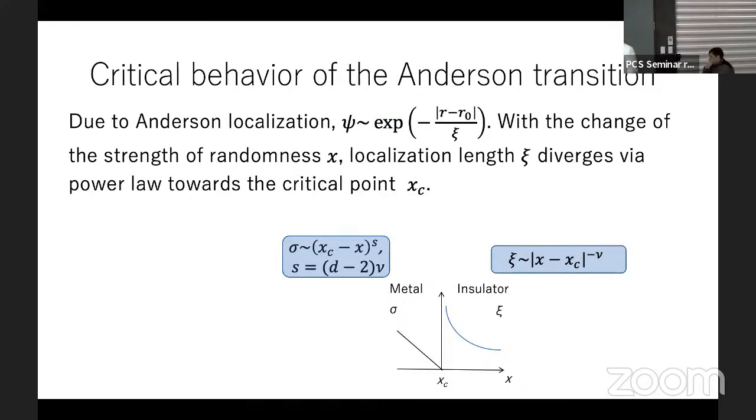Okay, what I'm going to discuss is a critical exponent nu, which describes the divergence of the localization length from the localized phase or insulator phase towards the critical point. We can also discuss from the metal side, but I will focus on the localization length which diverges toward the critical point with exponent nu. And you know, the conductivity exponent s is related to nu, so nu determines the universality.